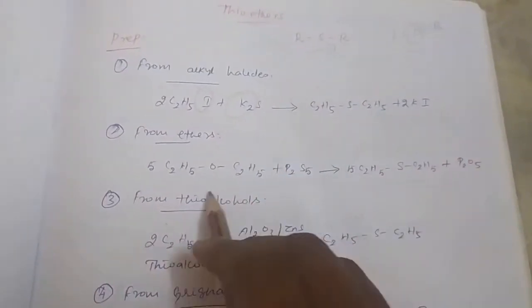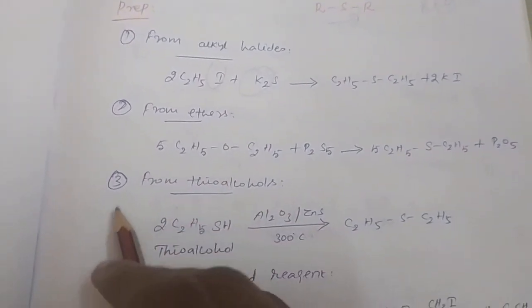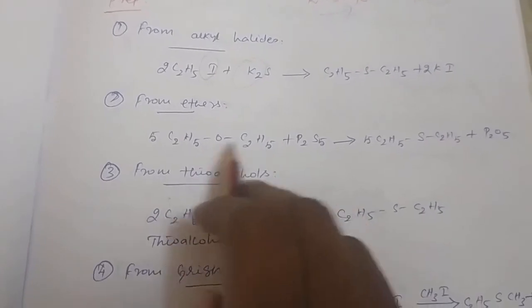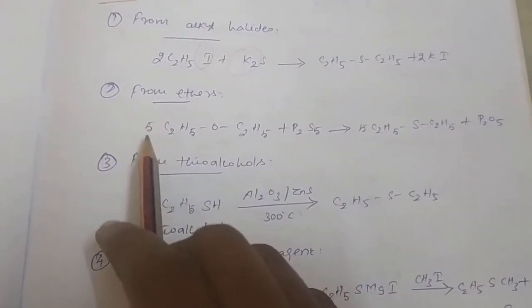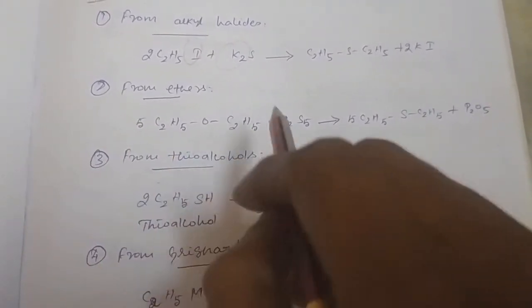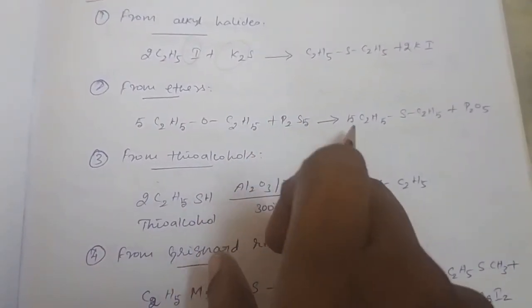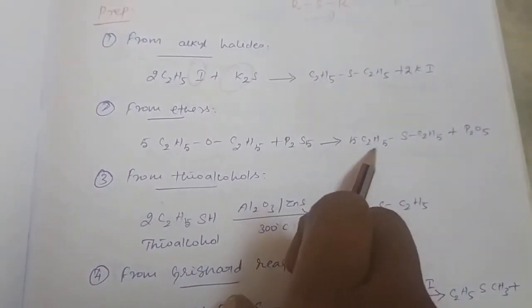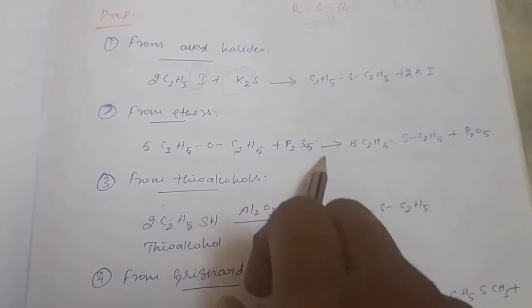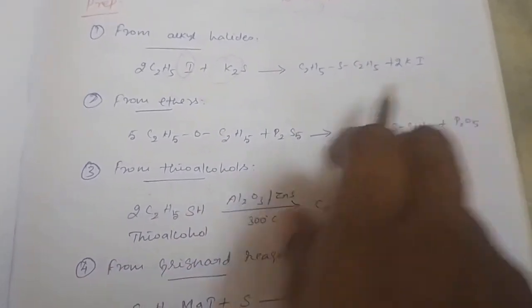The second reaction is from ethers. This is the diethyl ether, C2H5 O C2H5. So 5 moles of diethyl ether react with phosphorus pentasulfide to form thioether, and this phosphorus is removed as phosphorus pentoxide.